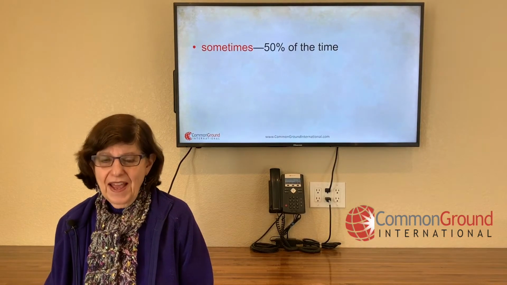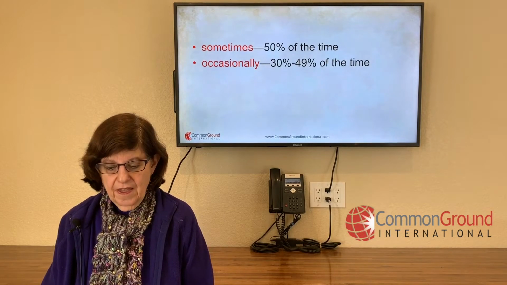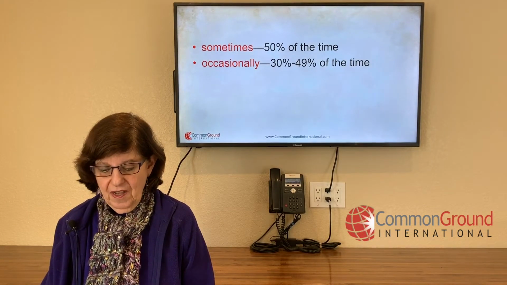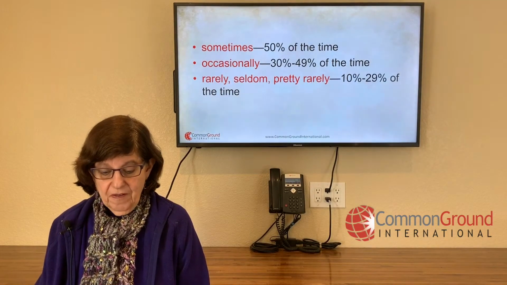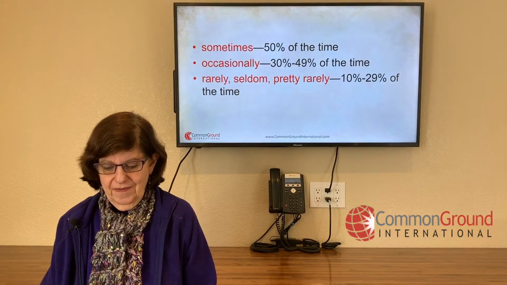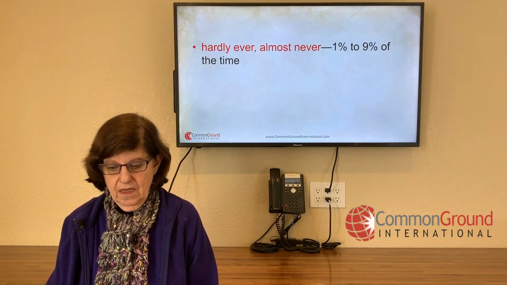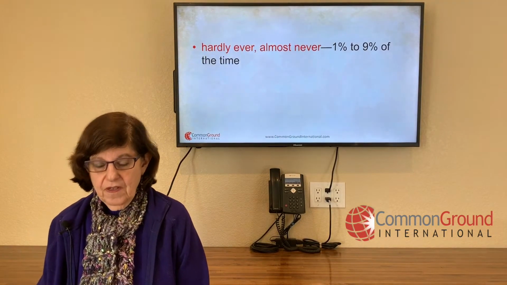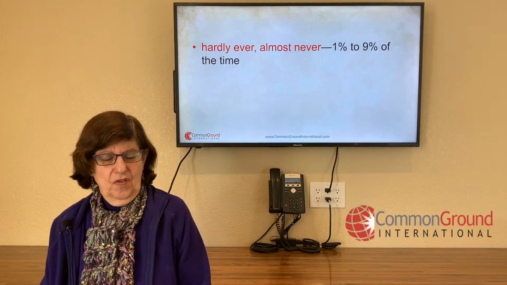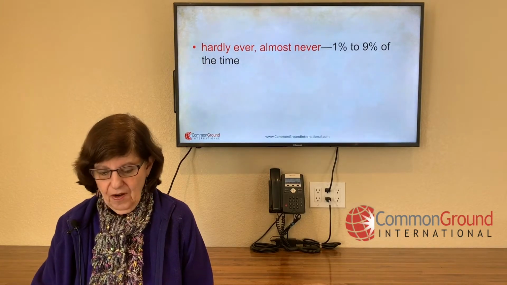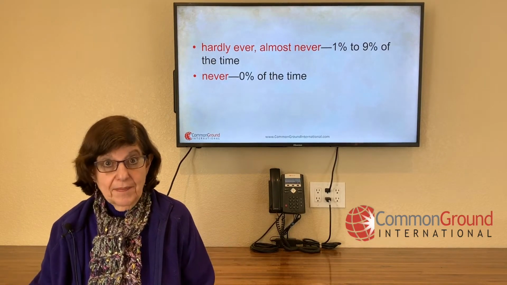Sometimes, about half the time, 50-50. Occasionally, 30 to 49% of the time, a little less than 50% of the time. Rarely, seldom or pretty rarely, 10 to 29% of the time. Hardly ever or almost never, 1 to 9% of the time. Means maybe once in a while you might do something, but not often. And never, 0% of the time. No exceptions. It doesn't happen.